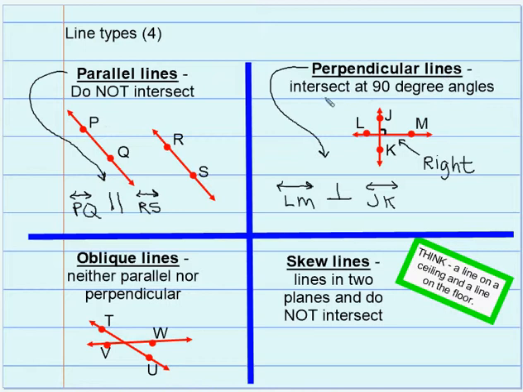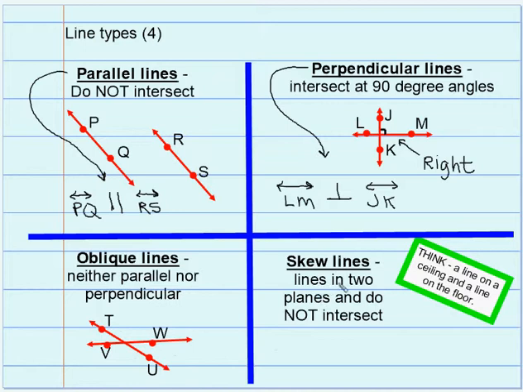Perpendicular lines, they intersect at 90-degree angles. So now we have right angles, and they'll have that little box there. So we have line LM is perpendicular to line JK. So this symbol here is what you need to know. That shows that we have perpendicular lines. Oblique lines are neither parallel nor perpendicular. They intersect, but there's nothing special about how that happens.